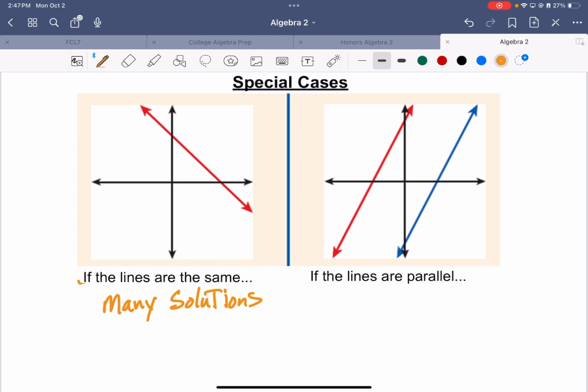So, for example, if your equations were y is equal to 2x plus 4 and negative 2x plus y equals 4, if I were to graph those two equations separately, I would have the exact same line. And there are infinitely many solutions to that. They're the same line, so any value I put in for x and y is going to work for both equations. If the lines are parallel, there are no solutions.